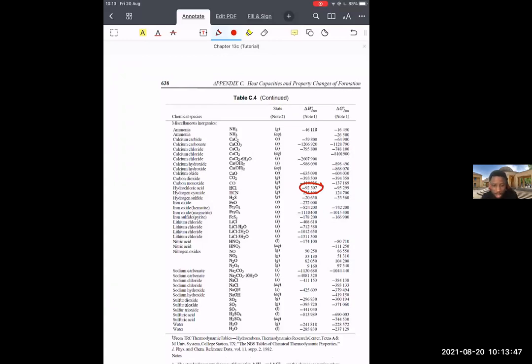What's the other compound we are looking for? Water in its gaseous state. If you look at this, you see you have water in two different states, but we are interested in the one in the gaseous state. So we take that value as well, minus 241818.